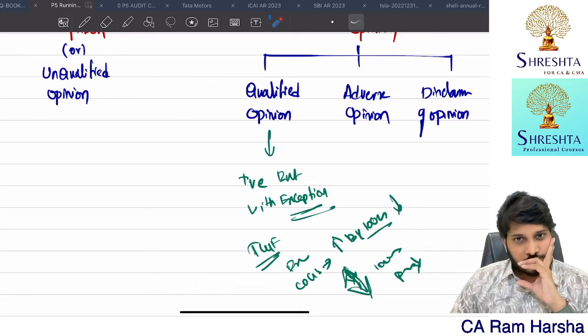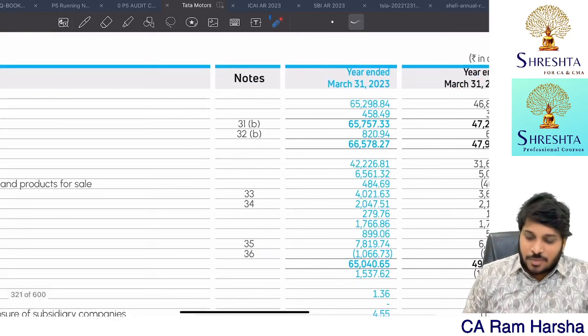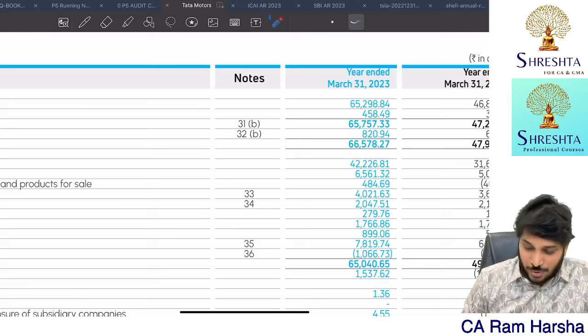Another example I will take. Suppose, same, this 42,000 crore purchases value. It's actually cost of goods sold value, I am calling it as purchases. Anything. Look at the essence of the example. Okay, 42,000 crore purchases.